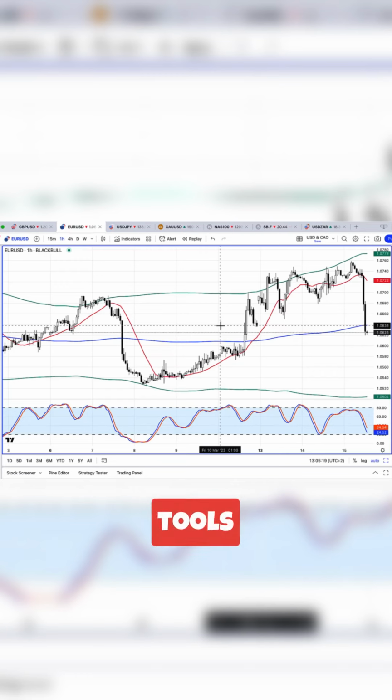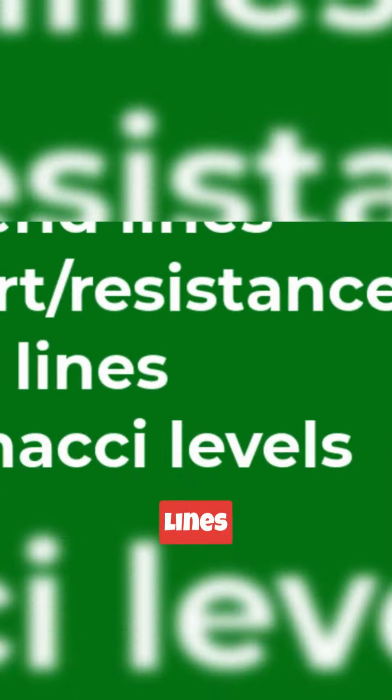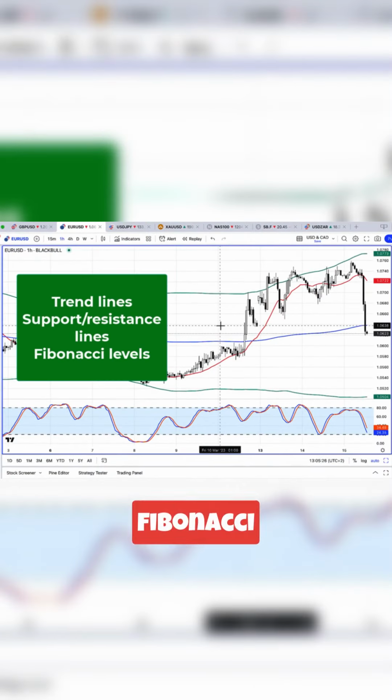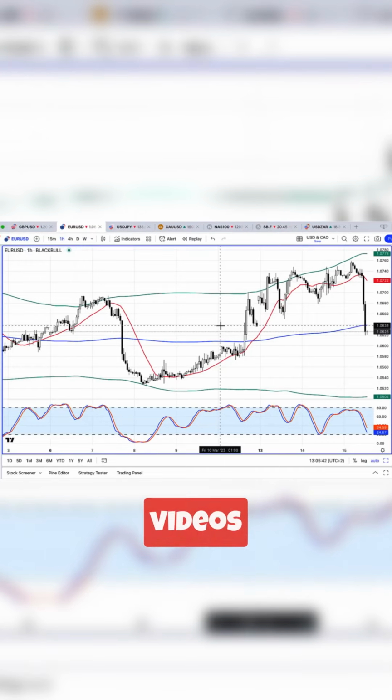Then I have 3 other tools that I use in my charts, and those are trend lines, support and resistance lines, and Fibonacci lines. Once again, I don't have time in this video to describe to you how to use these or how I use them in the G7 trading strategy, but you can learn some of that by watching some of the videos on this channel.